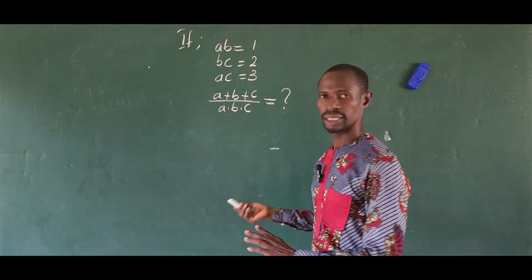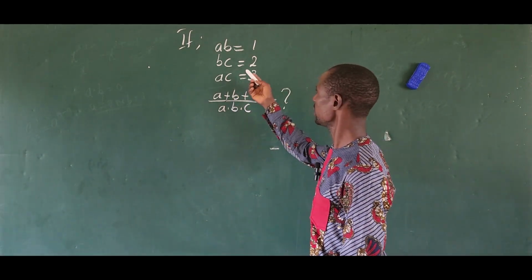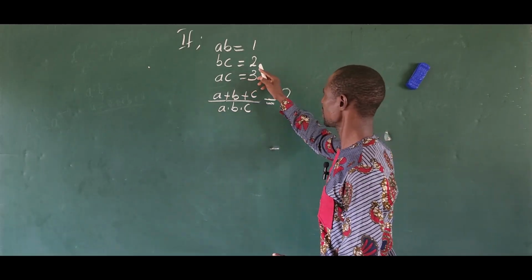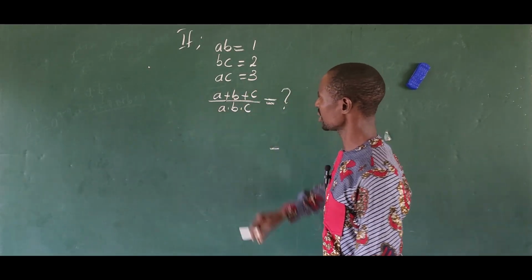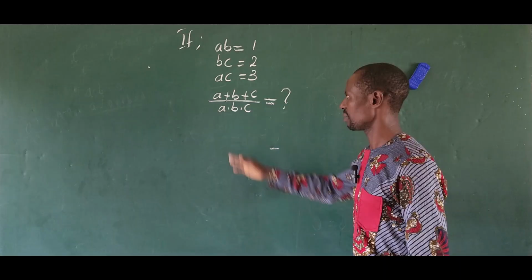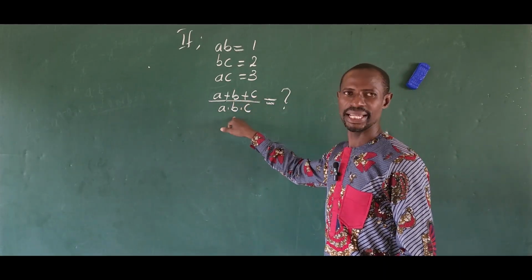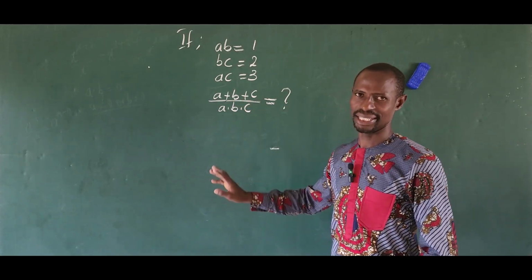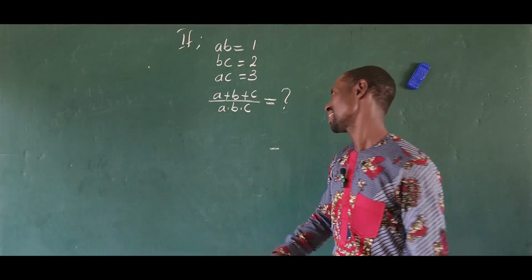Here we have this challenge before us. The question is A times B is equal to 1, B times C is equal to 2, and AC is equal to 3. What then is the value of A plus B plus C all over A times B times C? Simple one, right? Good.